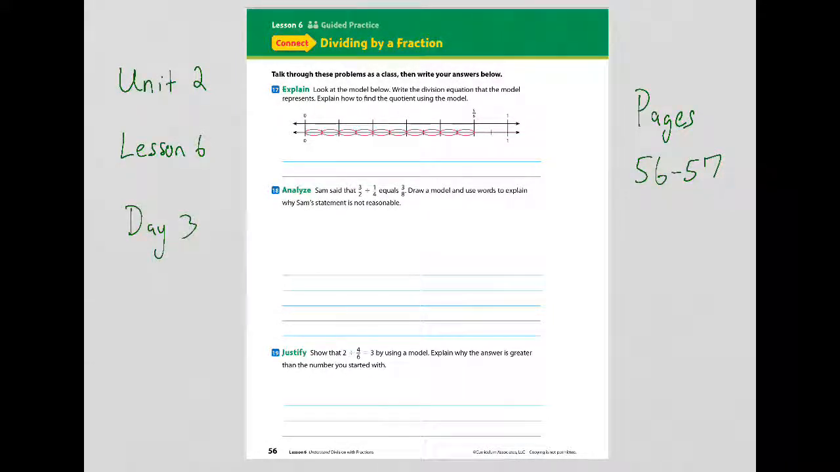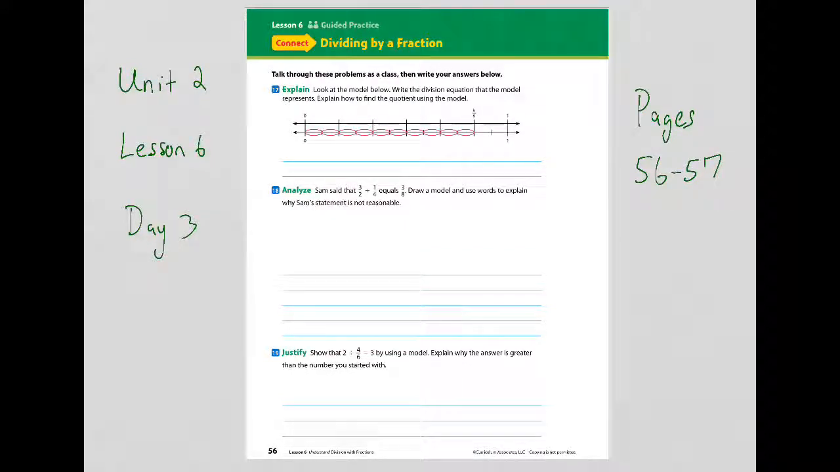Hey, sixth graders. So this is Lesson 6, Day 3, and we are going to wrap up Lesson 6 today by exploring dividing fractions by fractions again. So, first off, you should have your book on page 56. If it's not, pause the video and go get it. Second, just be ready to start the lesson with me.